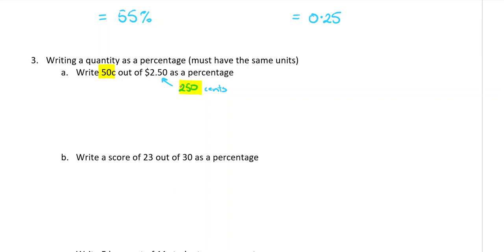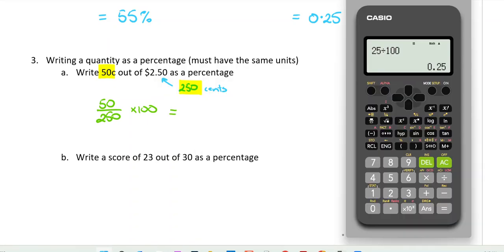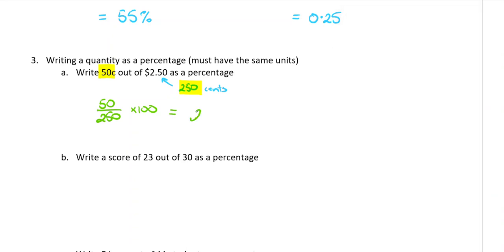Take these two amounts and write them as a fraction. I'm going to put the 50 on the top and I'm going to put the 250 on the bottom, and then to make it a percentage, I'm going to times it by 100. Okay, expressing the first quantity as a percentage of the second one. All right, let's type that in. 50 over 250, and then we times 100 is 20%.